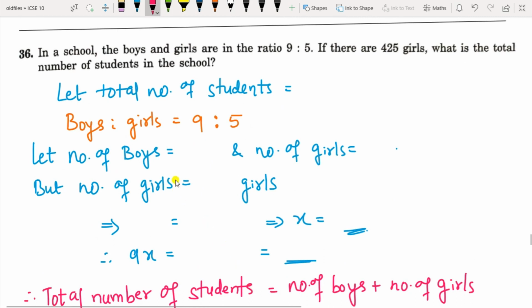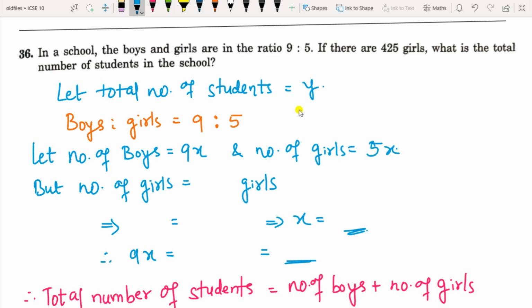Question 36. In a school, the boys and the girls are in the ratio 9:5. If there are 425 girls, what is the total number of students in the school? So now let us consider the total number of students in the school as y here. Boys is to girls are 9:5. So number of boys be 9x, number of girls be 5x.